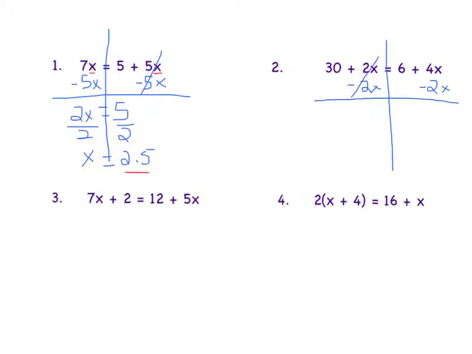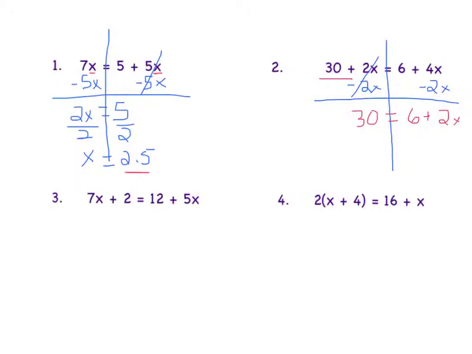On the left side of the equation, the part that is remaining is 30, so I'm going to bring that down. And now I'm going to simplify the other side. 6 plus 4x minus 2x. So we have 6 plus 4x minus 2x is 2x.